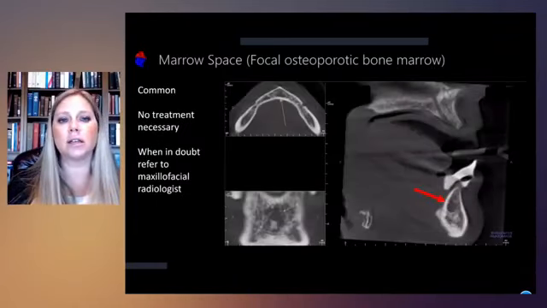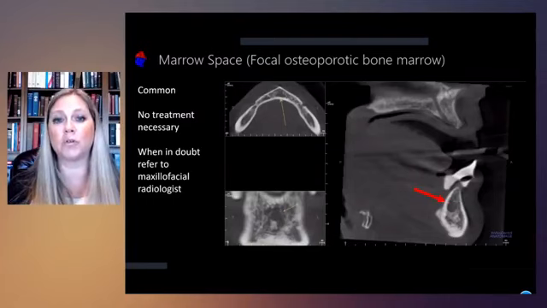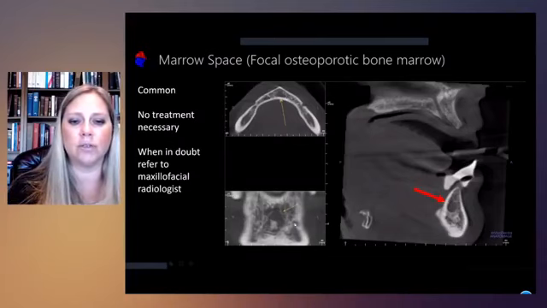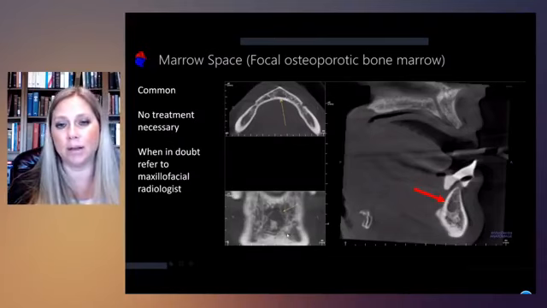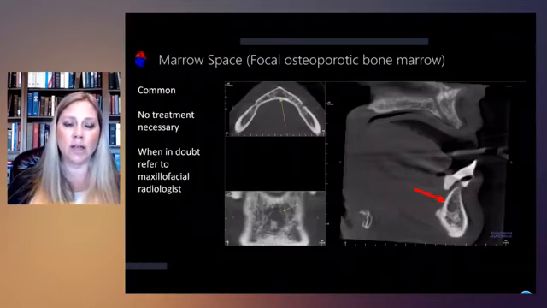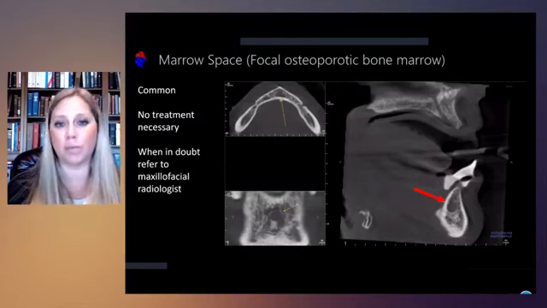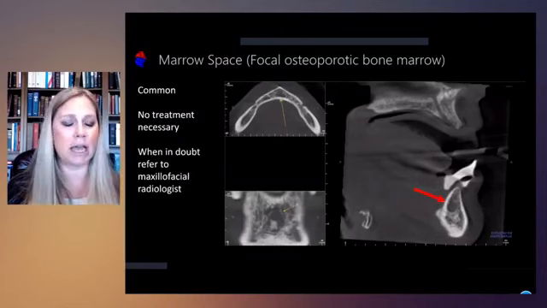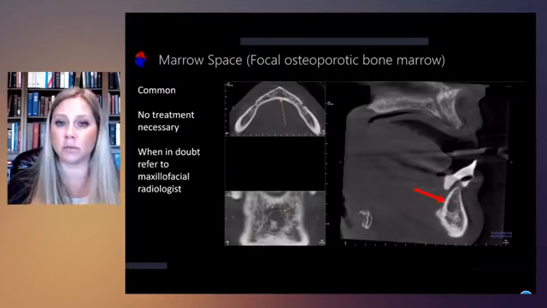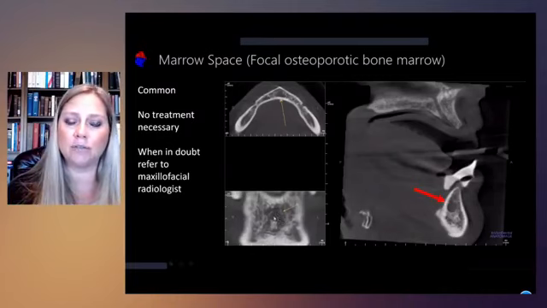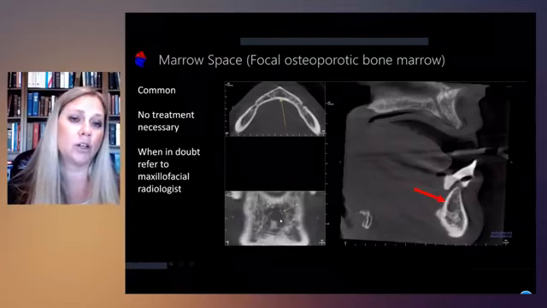We also see enlarged marrow spaces or focal osteoporotic bone marrow defects. And we usually will see this in the region of the anterior mandible. In fact, we just had a case last week that was sent in where an oral surgeon was very concerned that there might be a lesion in the anterior region. And really what we're just looking at is enlarged marrow spaces. We know this is a region that happens. If we're looking closely, we can still see we do have a fine internal trabecular pattern to it.